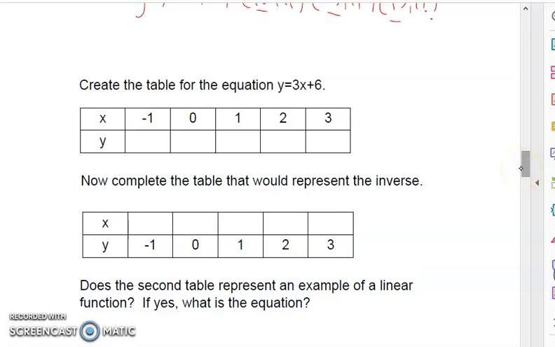All right, so here they're asking you to create the table for the original and then create the table for the inverse, and then write the equation. So if you go ahead and do this, turn the video back on when you are ready to continue.